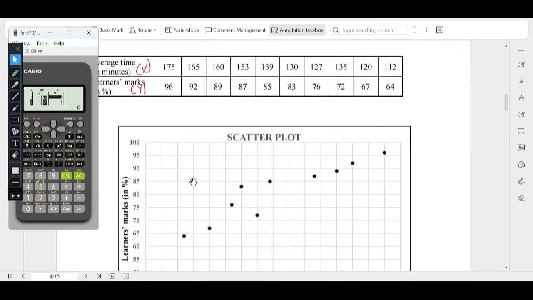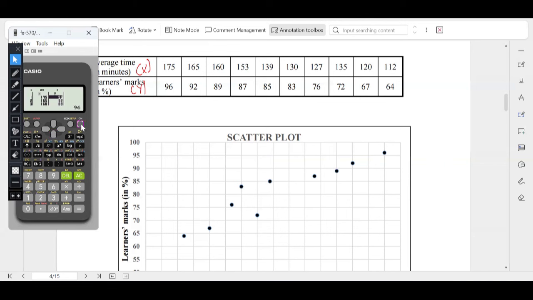We have a 96, followed by 92, followed by 89, 87, 85, and then 83, 76, 72, then 67, and 64. Okay, so you might want to confirm that you have punched in everything correctly. So 175 goes with 96, and then 165 goes with 92, all the way like that. So you want to confirm everything that is correct.